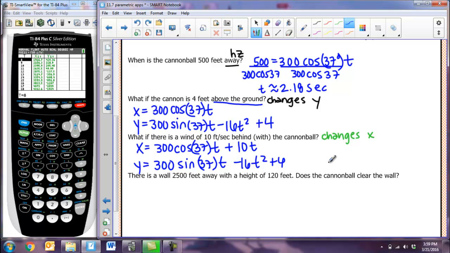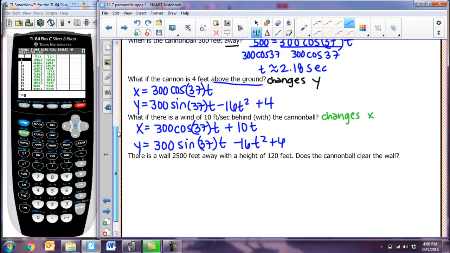So if you ever have a speed, which that 300 was a speed, that means that you're going to multiply it by that letter. Since this is a speed here, the 10 feet per second, we get to add some extra time in here. Okay, so speed goes with t.